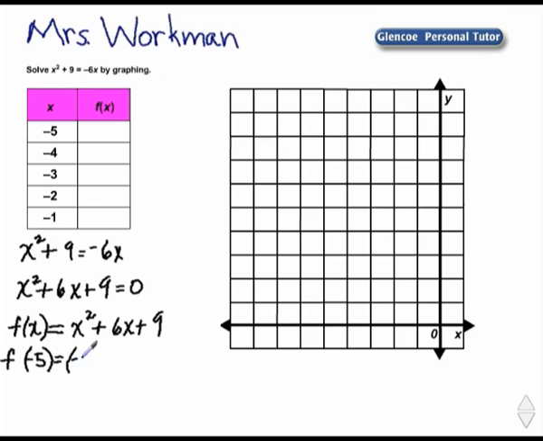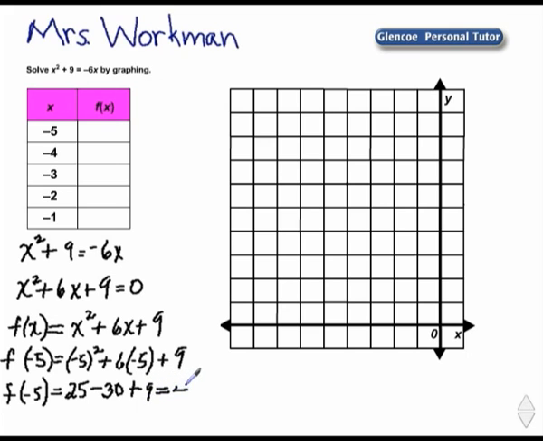So we'll go back into the expression x squared plus 6x plus 9, and everywhere we see an x, we'll substitute in a negative 5. Doing a little bit of arithmetic, that's 25 minus 30 plus 9, or 4. So in this function, when x is negative 5, the corresponding y value, or the f of x value, is 4.